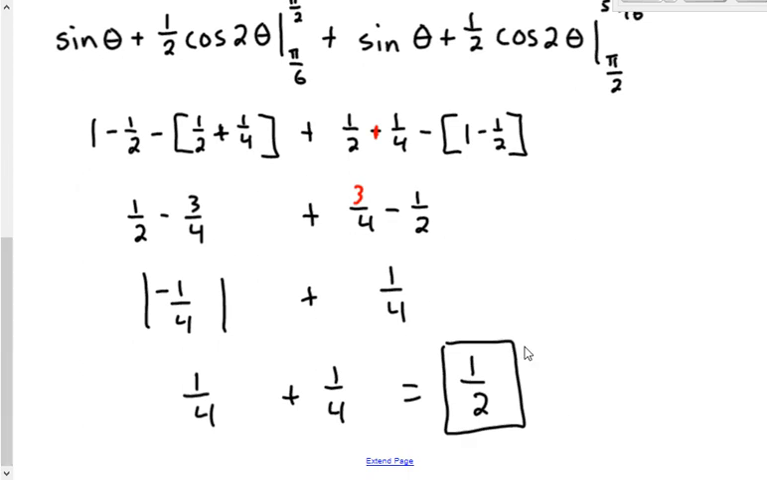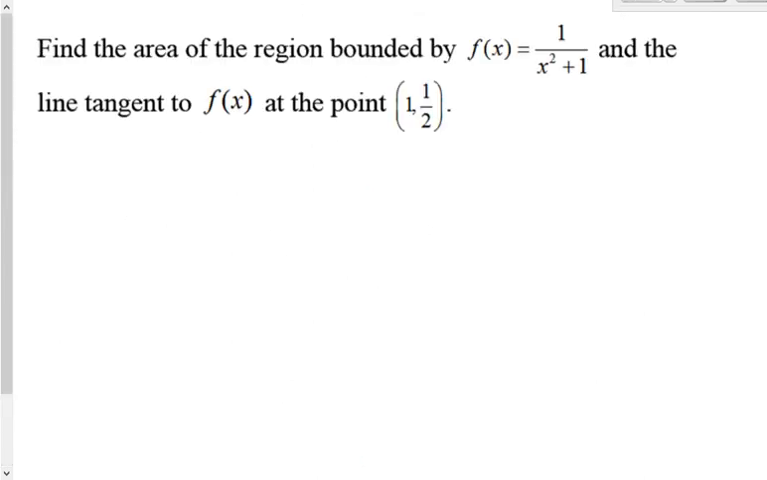Okay, so we did a nice one with one region. We did one that had two regions. We just did a trig one with two regions. What if we do one where we get a tangent line? That right there should be fun to do. So let's look at this one here.